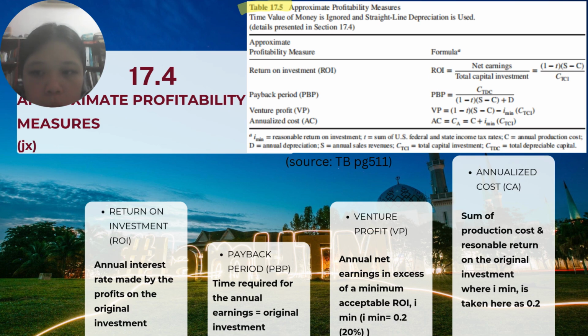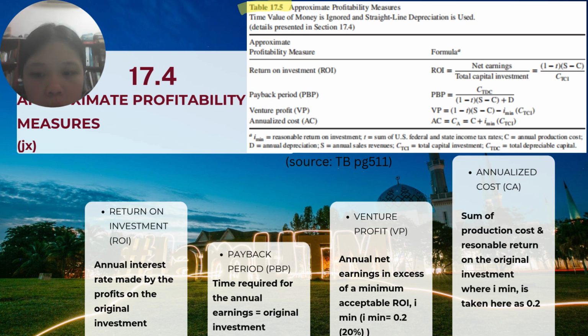They're used to estimate the capital investment and annual earnings. All the approximate measures are listed in table 17.5 over here. So the first one, ROI, is defined as the annual interest rate made by the profits on the original investment. Payback period is the time required for annual earnings to be equal to the original investment.